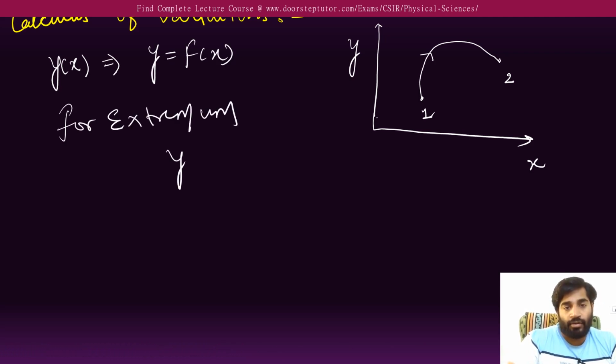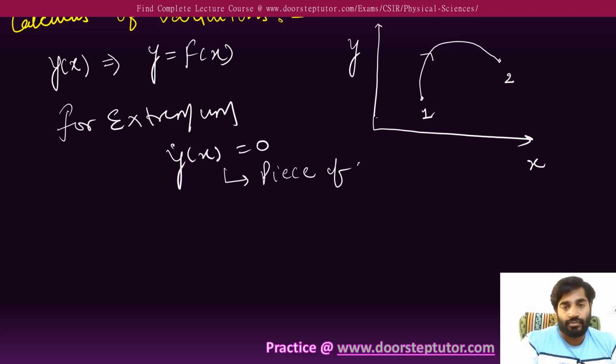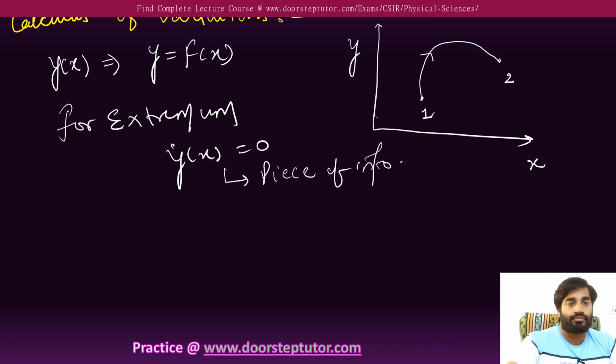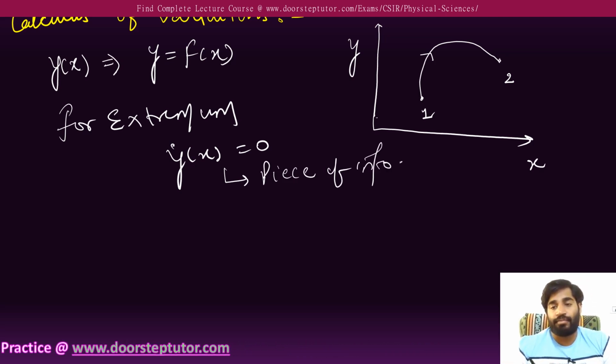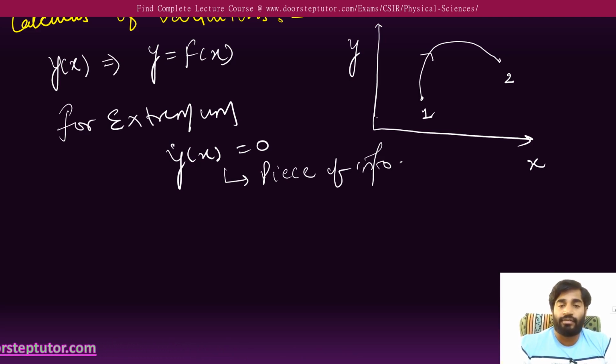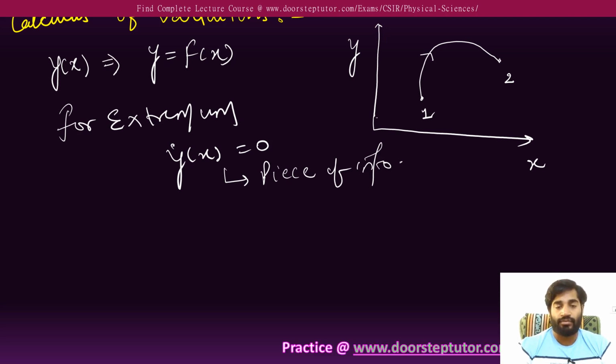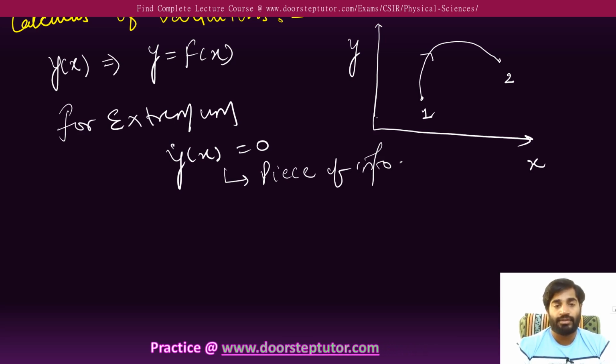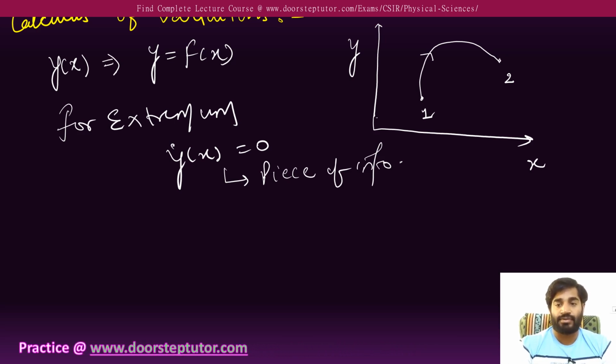We just put y dot of x equals 0, and we will be able to find the piece of information. Okay, means we are able to find the piecewise or point-wise information when we just put y dot of x equals 0. But what happens if we want to find the information of the whole curve?